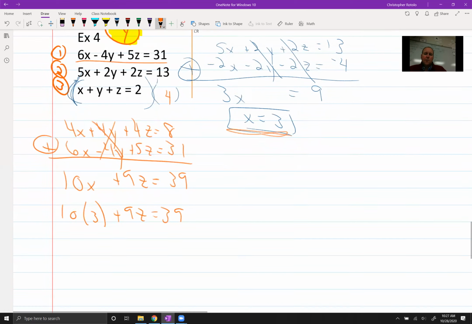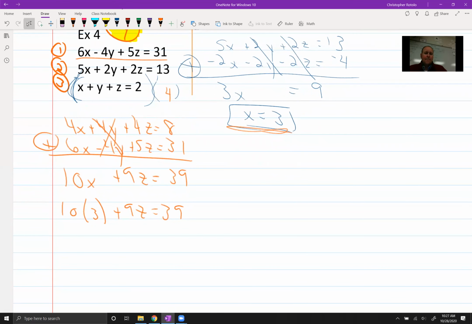So even though I was able to eliminate y, I still need to get the other equation down to two so I can solve for one, right? Because I can't have two unknowns in one equation. 30 plus 9z equals 39. So 9z, subtract the 30, we're down to 9. So z turns out to be 1.